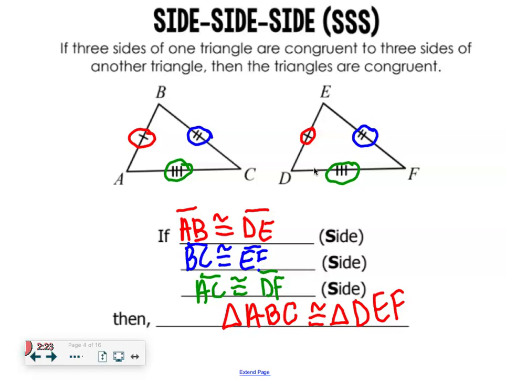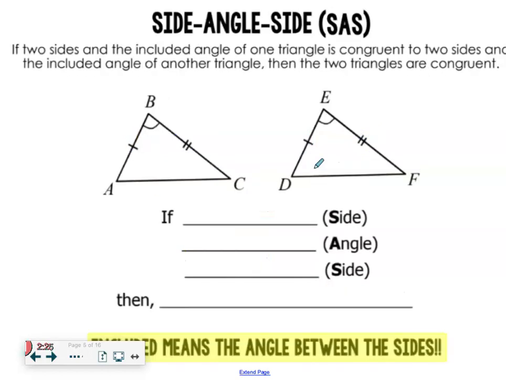And then side, angle, side is when you have 2 sides of a triangle that we know are congruent, and then the angle between them. So will you guys circle this word, the included angle? That means it's the angle between our 2 congruent sides. And it has to be that angle.